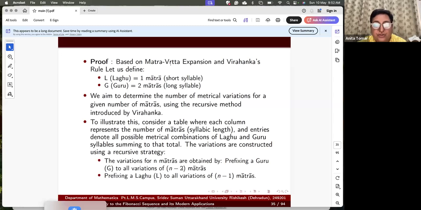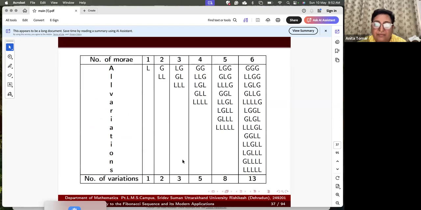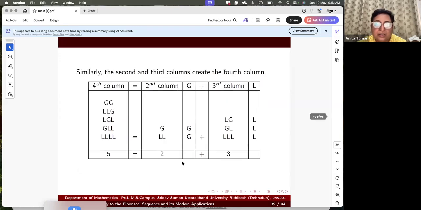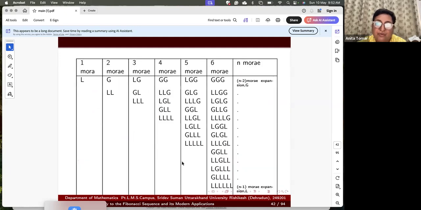So this is the proof of his theorem. I'm skipping that because we have less time. So this is the explanation given by Virhanka for his work. This is all about the explanation of Virhanka.